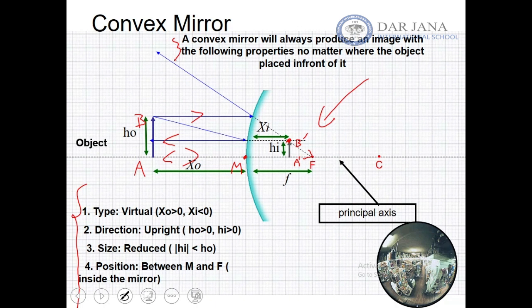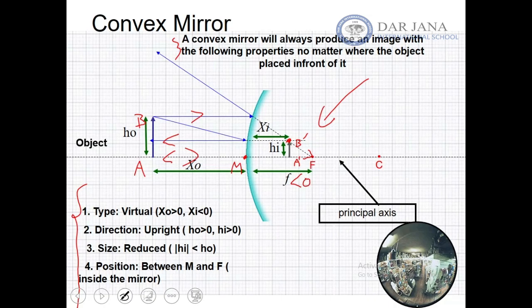So far so good. Now the focal length. The focal length in this case is not positive anymore. The focal length is negative. Why? Since the focal point is inside the mirror. In the case when we have a concave mirror, it will be positive.